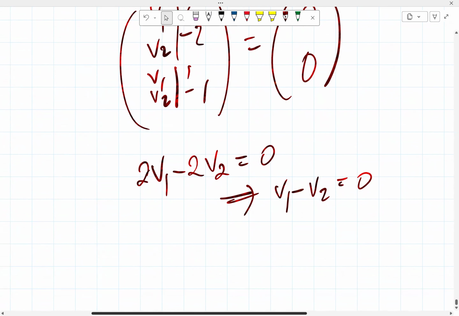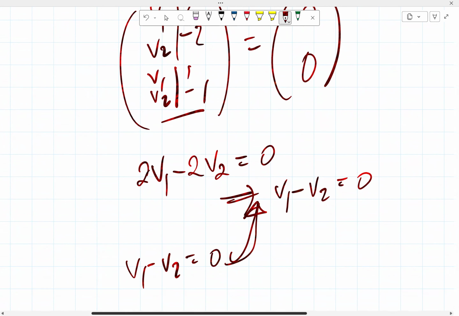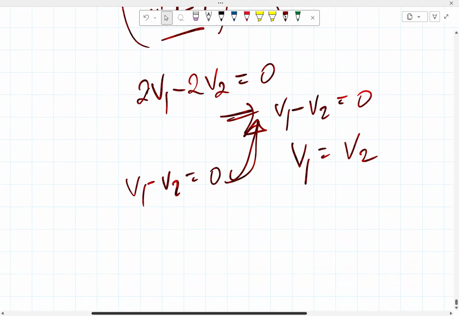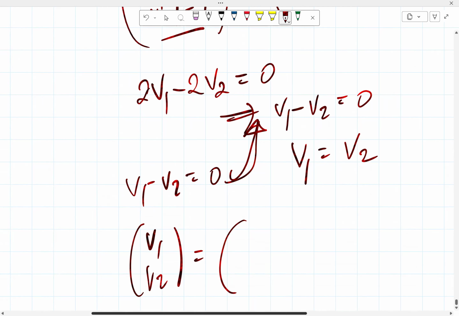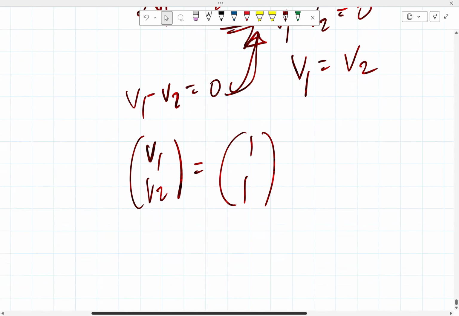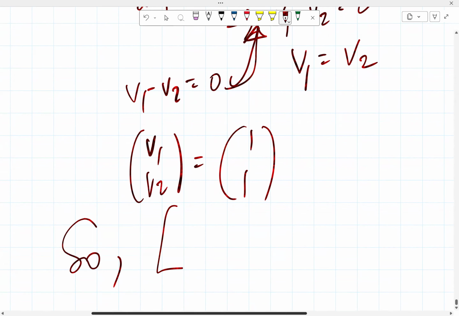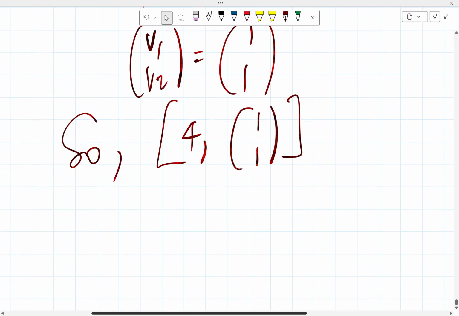For the other one also, v1 minus v2 equals 0. So you can see they are fundamentally the same thing. That means that v1 is equal to v2. So if v2 is 1, v1 is also 1. So we can put that together: for eigenvalue 4, the eigenvector is 1, 1. We have that.